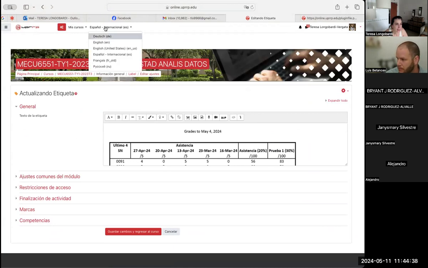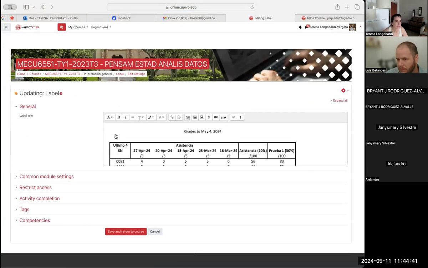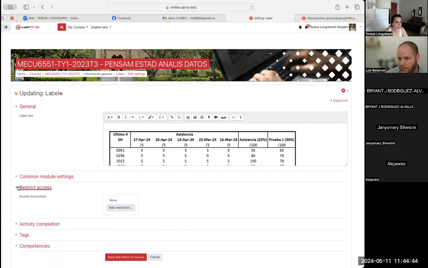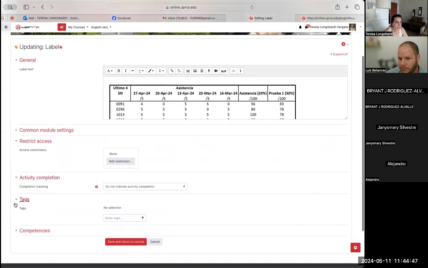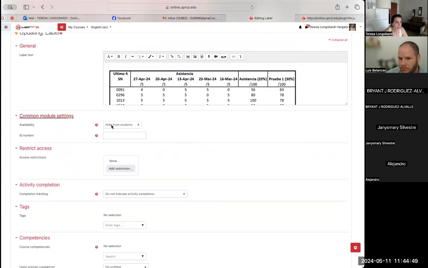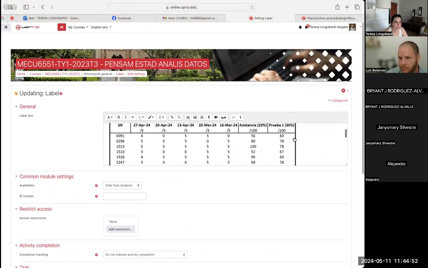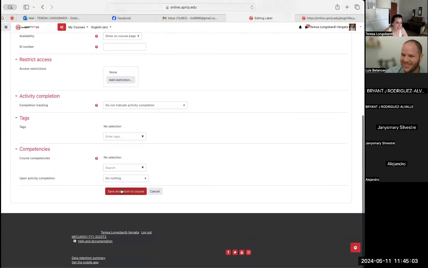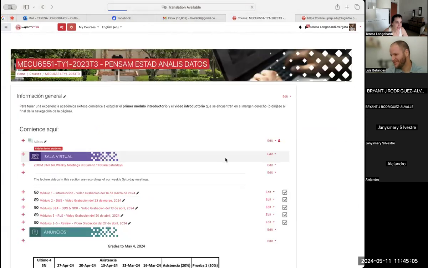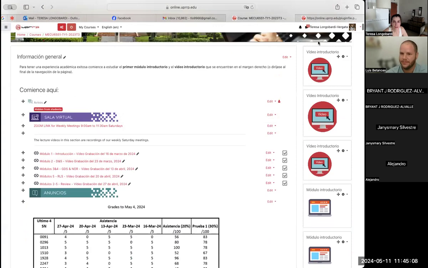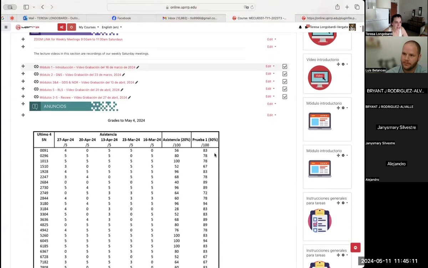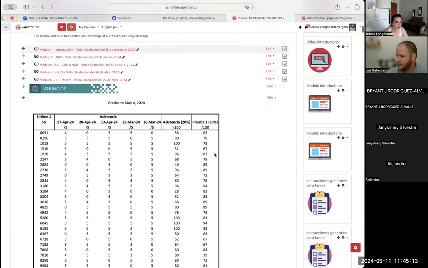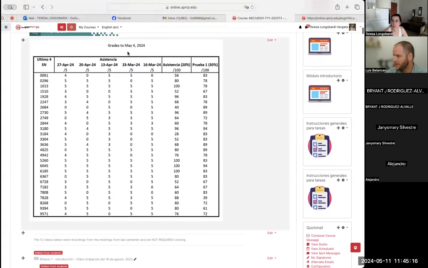Let me change this. Restrict access. No, it's not restricted. Availability is hidden from students. Oh, thank you. I never set that. That's some default. That's weird. So I've got to go through everything. What I can do is change the mode to student mode and I can see. Yeah, I can see it now. Thank you. All right. I maybe posted them on the 4th last week.